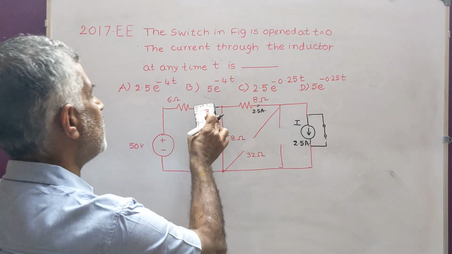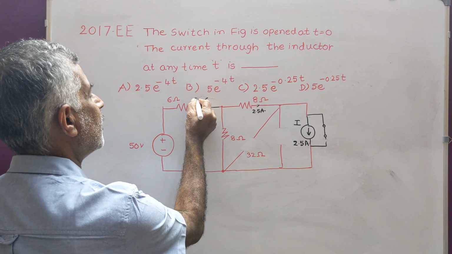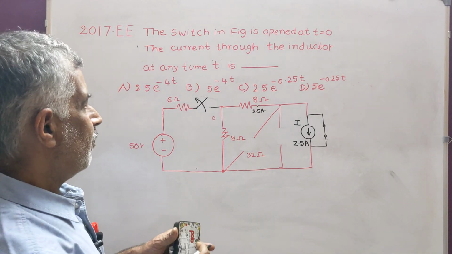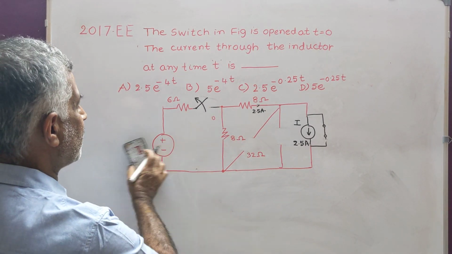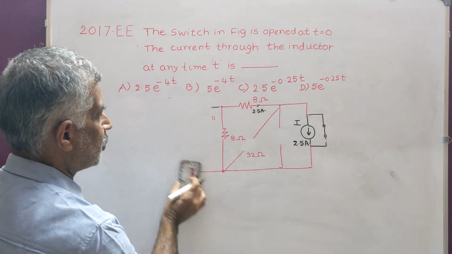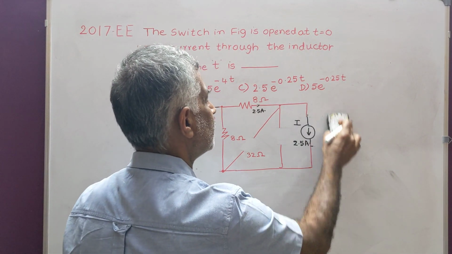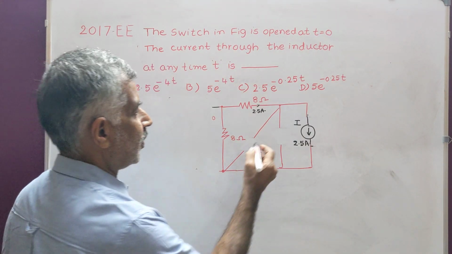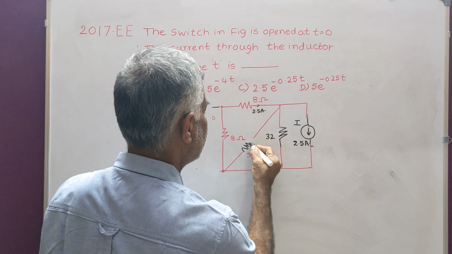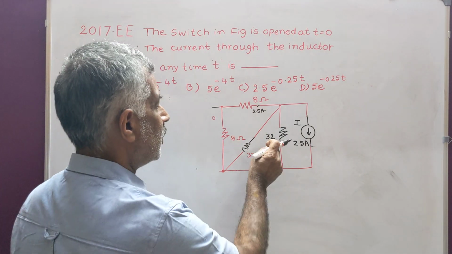Now the switch is open. When the switch is open, this 50 volts is disconnected from the rest of the circuit. Now the inductor starts losing the charge and no longer will you find this short circuit. Now I will reconnect 32 ohms here and 32 ohms here. So now you find the equivalent resistance in the circuit.